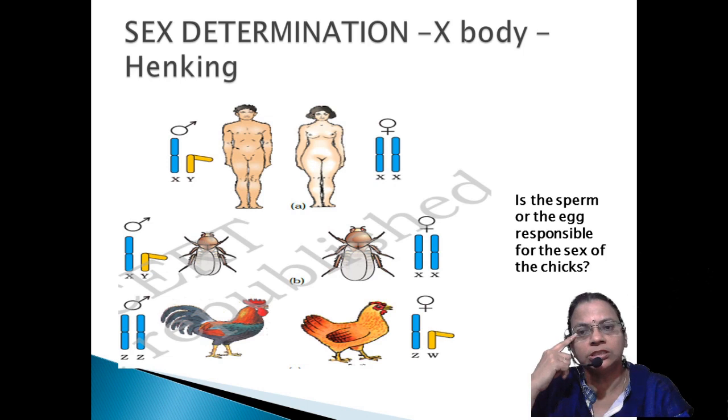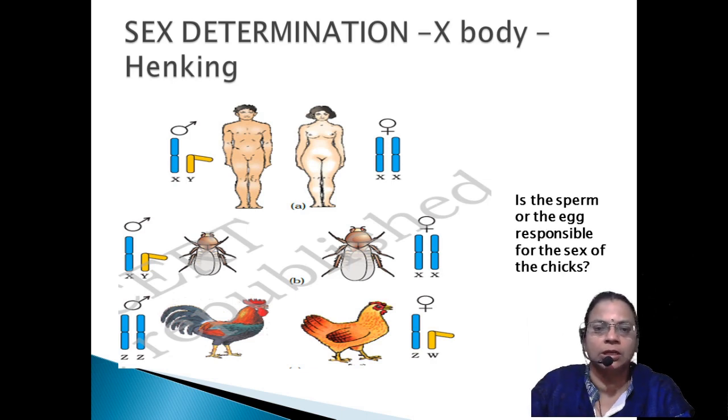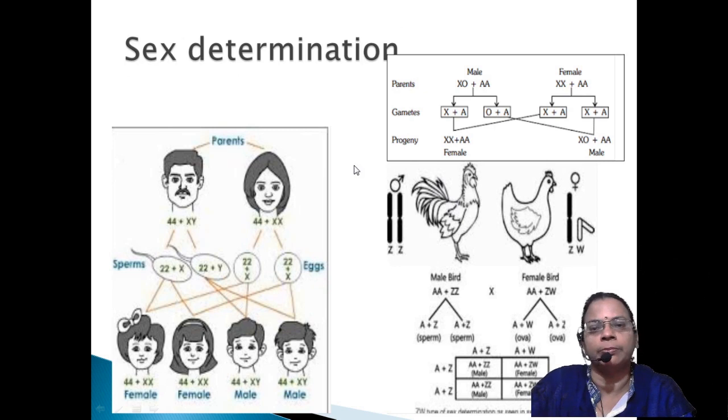Is the sperm or the egg responsible for sex of the chick? In the chick, it is female heterogamety. The females are producing two types of gametes. One is Z, the other one is W. So the female egg determines what type of sex is produced in the next generation. And human beings and Drosophila, XX XY condition. This is just a diagrammatic sketch of sex determination. Here it is male heterogamety, and this one also male heterogamety.